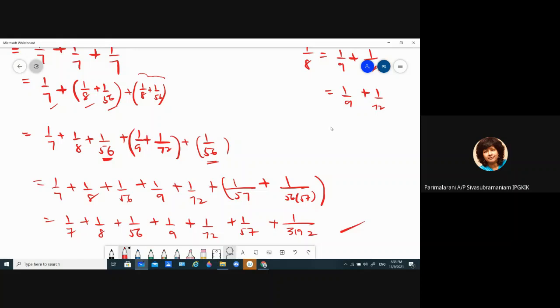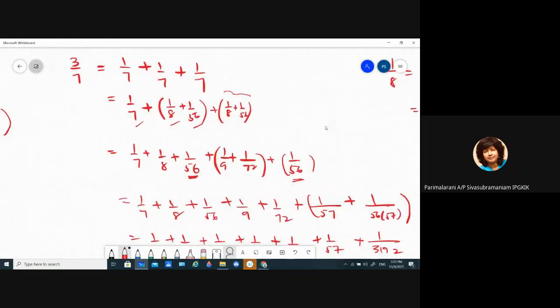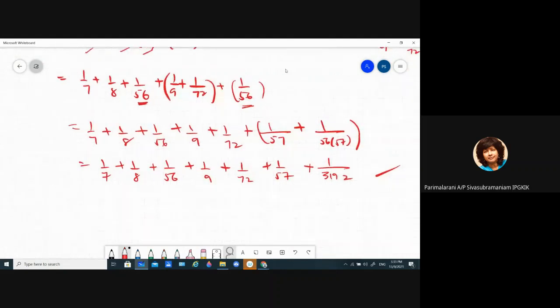This is the Egyptian fractions for 3 over 7. Okay, there are many ways you can write it. You can get a shorter answer if you use the other method.